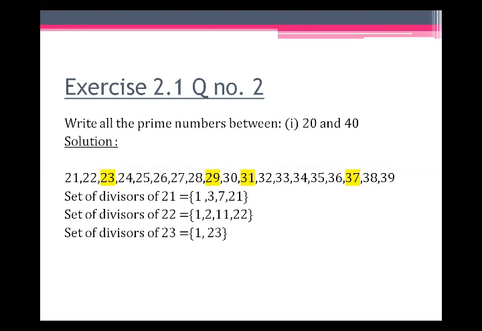You will continue these sets of divisors in the rough copy, then you can find which numbers are the prime numbers. Those numbers which have only two members in their set of divisors are the prime numbers. So students, you can find all the sets of divisors in the rough copy, then you find which numbers are prime. Here I write the answer. The numbers highlighted with yellow color are the prime numbers. So here are the prime numbers: 23, 29, 31 and 37.